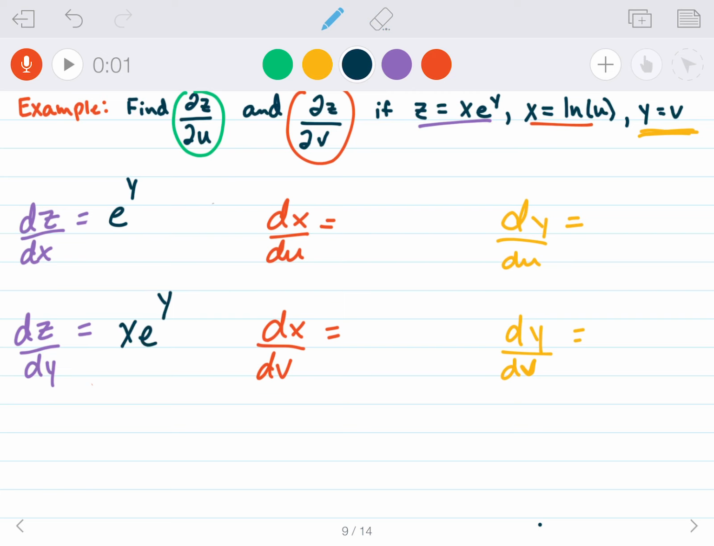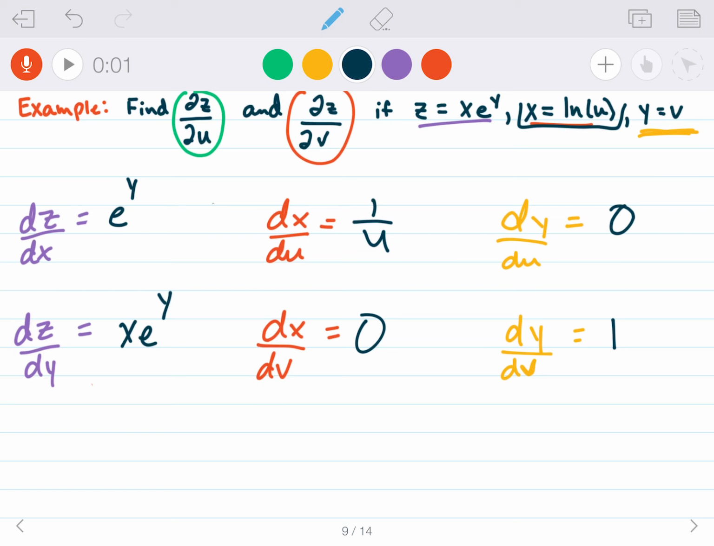Okay, now dx du, the derivative of x with respect to u, while the derivative of ln of u is just 1 over u. Now what about with respect to v? Now there's no v's involved, right? So we can think of this as just 0. dy du, again, for y, there's no u's involved, there's just a single v, so we can think of this as 0. And dy dv, the derivative of y with respect to v is 1, right? Derivative of 1v is just 1.